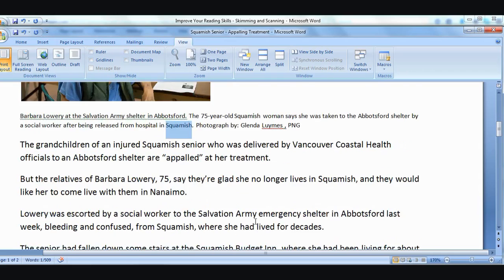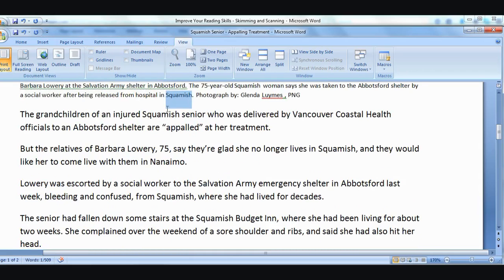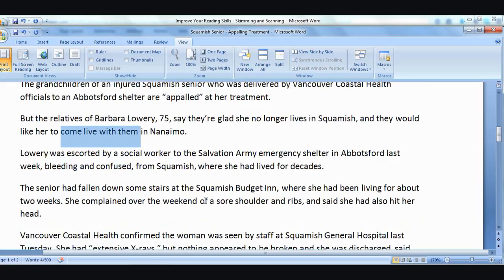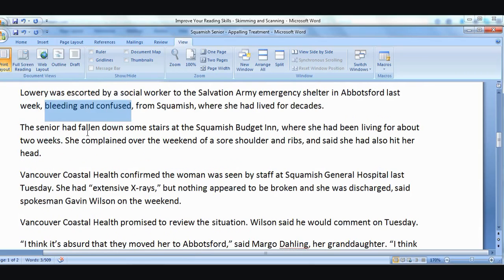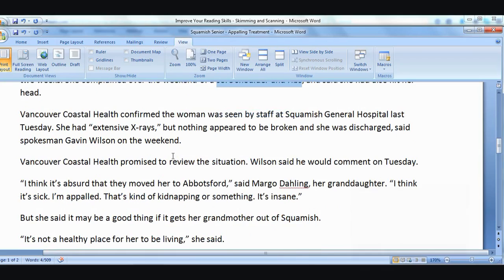So as I scan down here, I see grandchildren, senior, coastal health, appalled by her treatment, things jumping out here. No longer lives in Squamish, like them to come live with them. Going through here, bleeding and confused, oh my. Fallen down jumps out at me. Squamish budget inn, that's a location. Sore shoulder and ribs. Oh dear, this isn't a good story.